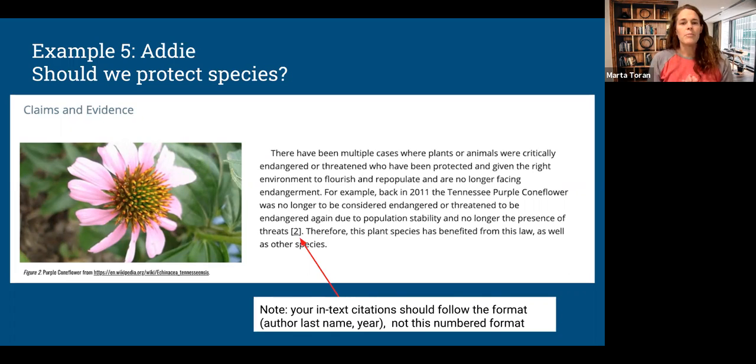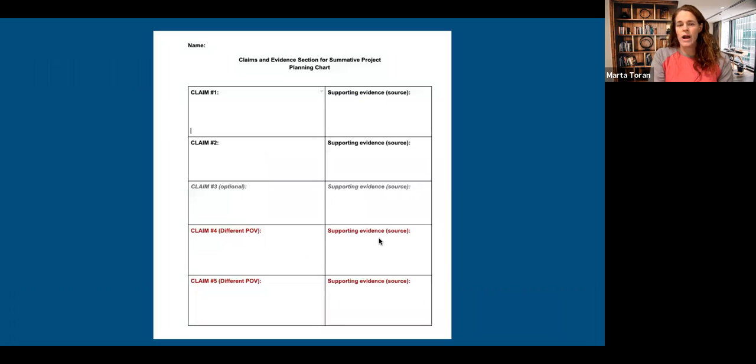In this case, Addie is writing about whether we should protect endangered species. In this part of her claims and evidence, she talked about how there have been many cases of plants and animals that were critically endangered, and then there were some measures put in place to protect them, and they have actually been able to flourish again, and they're no longer facing endangerment, like, for example, the Tennessee purple coneflower. And then she provided the evidence for that. So you saw a few different examples of how to integrate the claim and the supporting evidence.